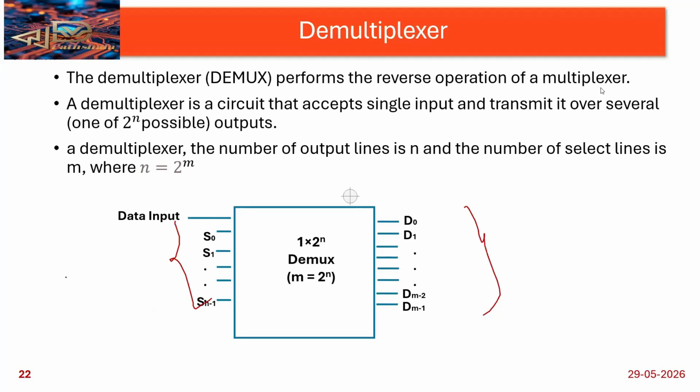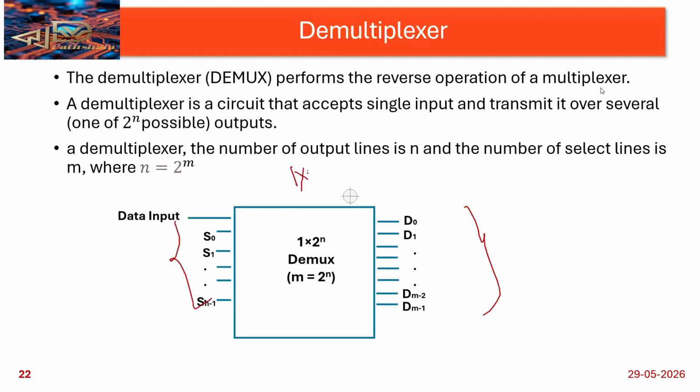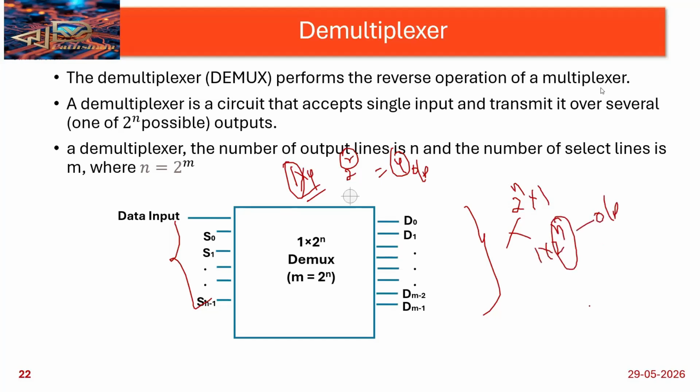And select lines are the same. Based on the select lines we are getting outputs. See, 1 by 4 demultiplexer means one input, two select lines, four outputs. That means 1 by 2 power n. This 2 power n represents the outputs, this n represents the select lines, and this 1 represents the input. That is the demultiplexer.